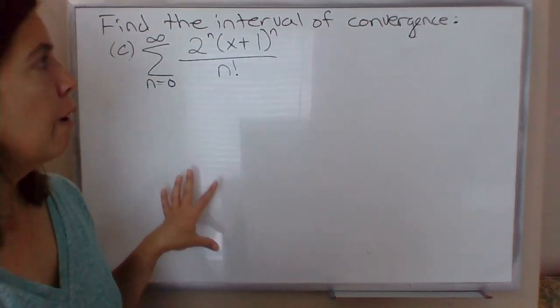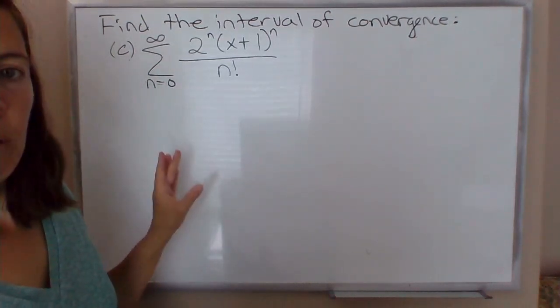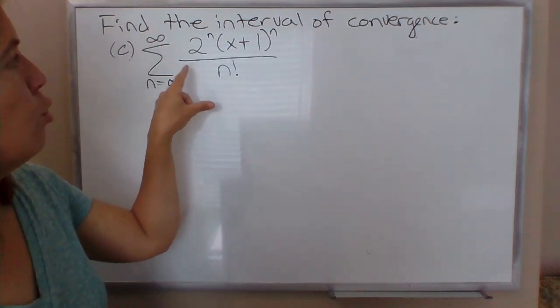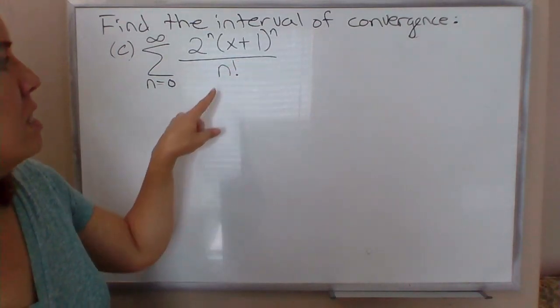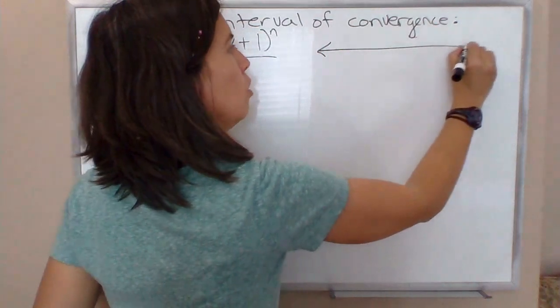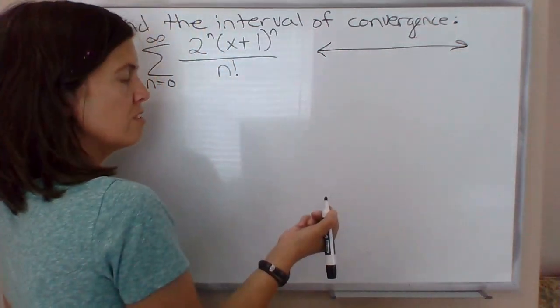So one more example where I want to find the interval of convergence for a power series. This time it's the sum from 0 to infinity of 2 to the n times (x plus 1) to the n over n factorial. And so I'm going to start the same way by noting where this power series is centered.